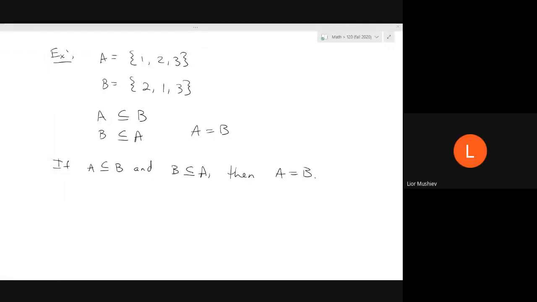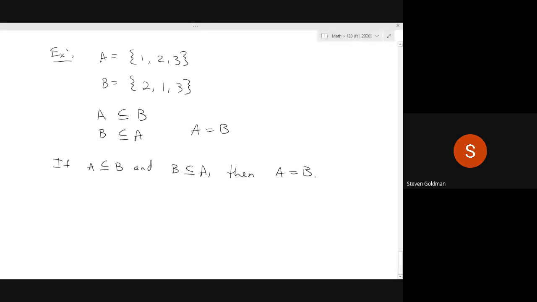Professor, are two empty sets subsets of each other? Yes. Well, the empty set is a subset. I'm going to get to that in a moment. But the empty set is a subset of every set, right? Including itself.